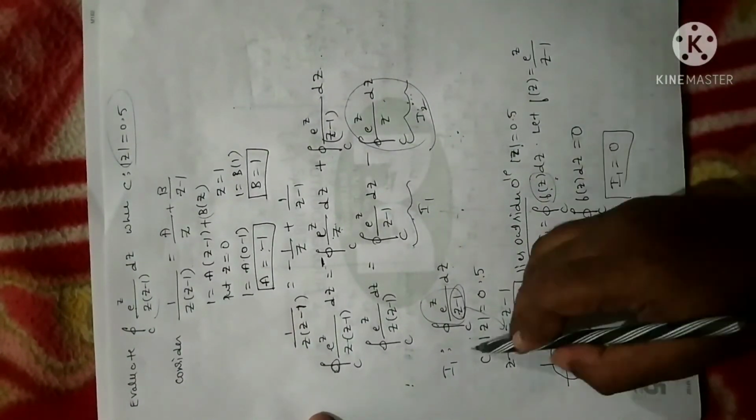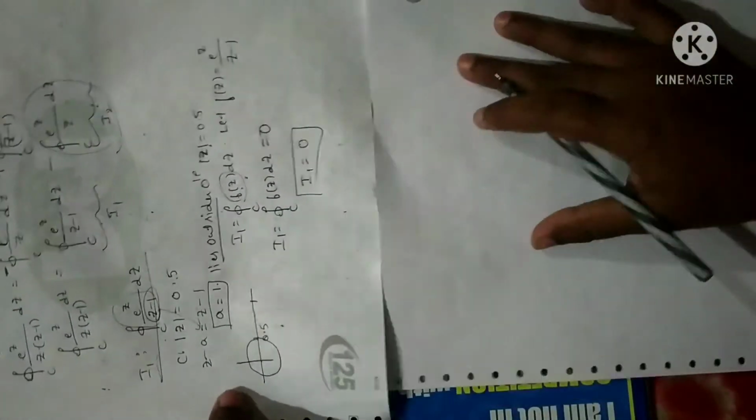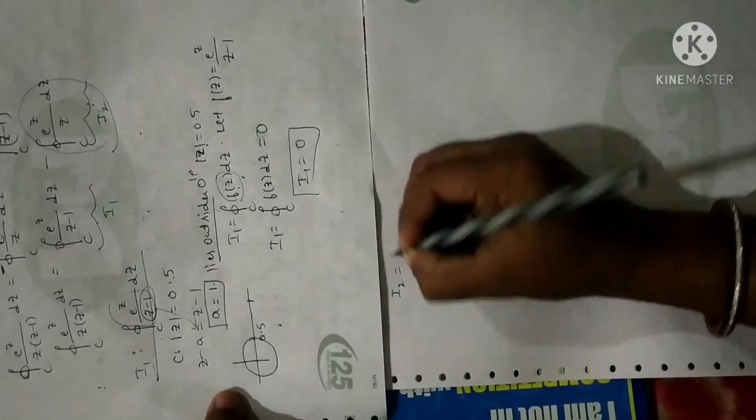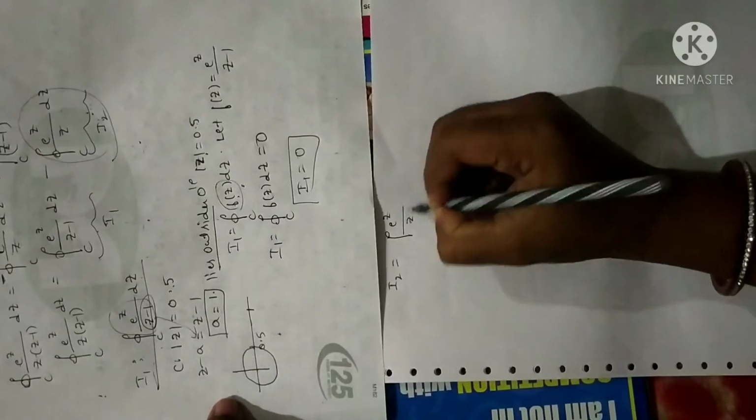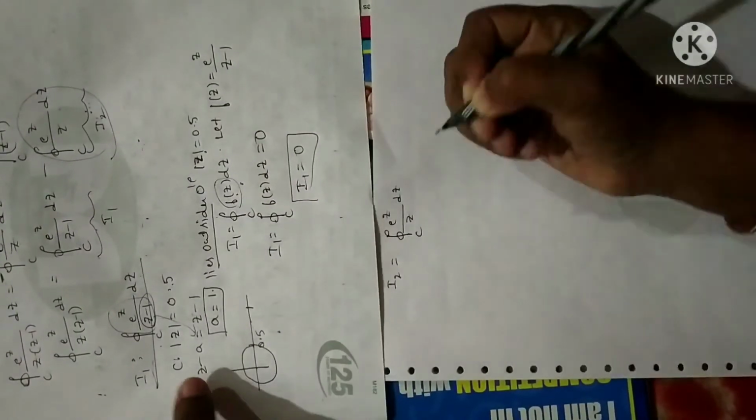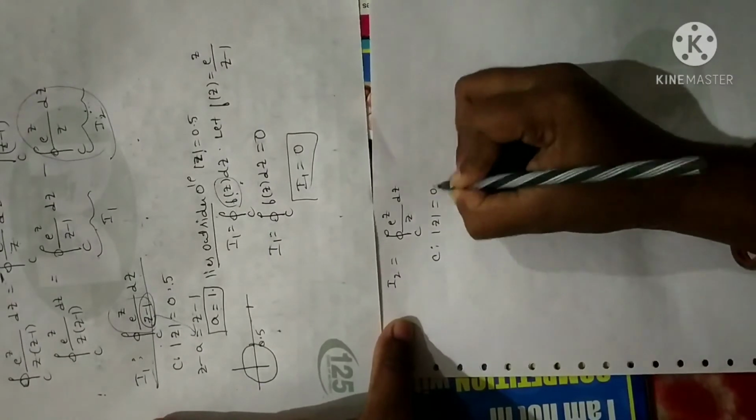I have solved for I1. So I1 value I have obtained as 0. Now similarly let me solve I2. Let me consider I2 here. So I2 is given by, what is I2? Integral over c of e power of z divided by z into dz. Fine. Now the equation of circle given is mod z is equal to 0.5.